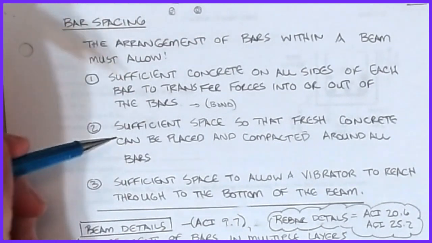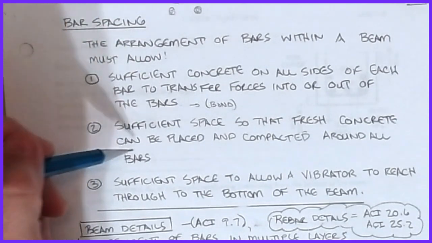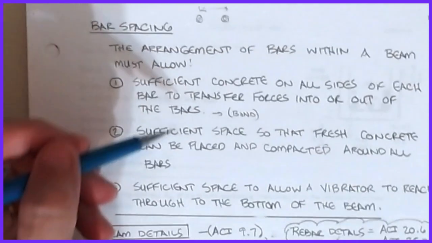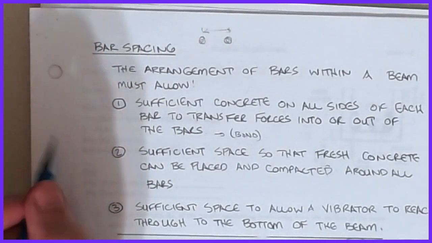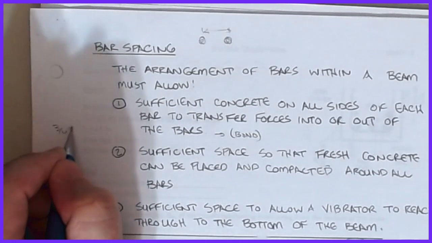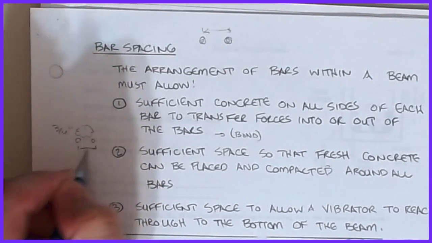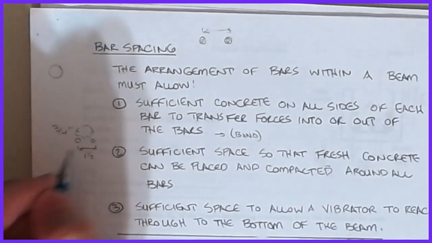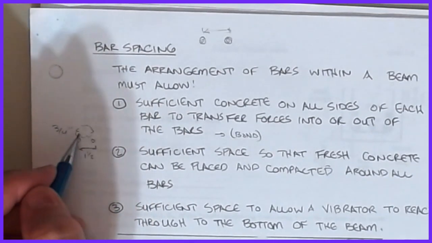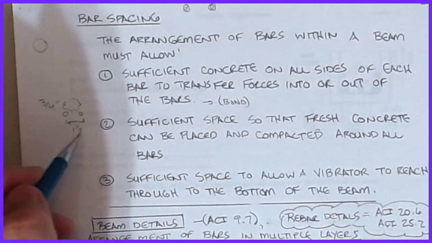And so we'll talk about some of those. We need to provide sufficient space so that fresh concrete can be placed and compacted all around the bars, right? And this will feed off of your max aggregate size. If I have a 3/4 inch aggregate particle, and I put 2 bars at 1/2 inch apart, there's no way that aggregate is going to be able to get through there. And so you start getting voids in there. And so the spacing will be dictated by the max aggregate size of the mix. Okay. And so that becomes a very important factor.